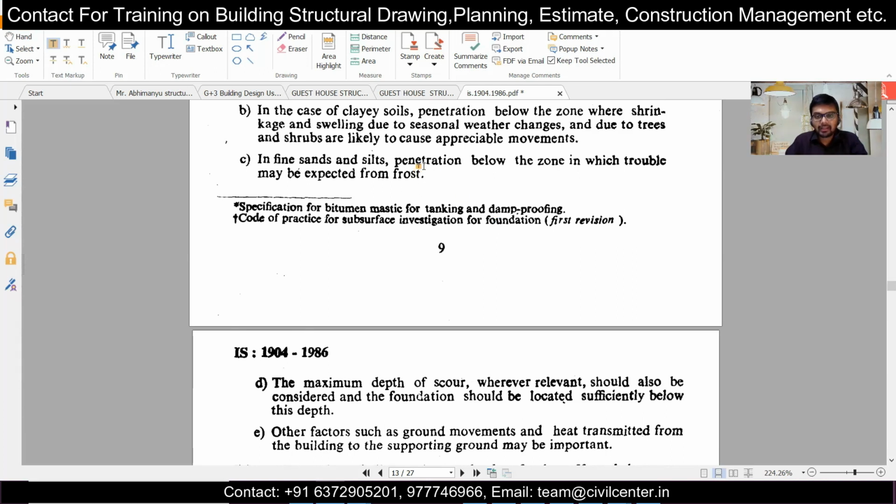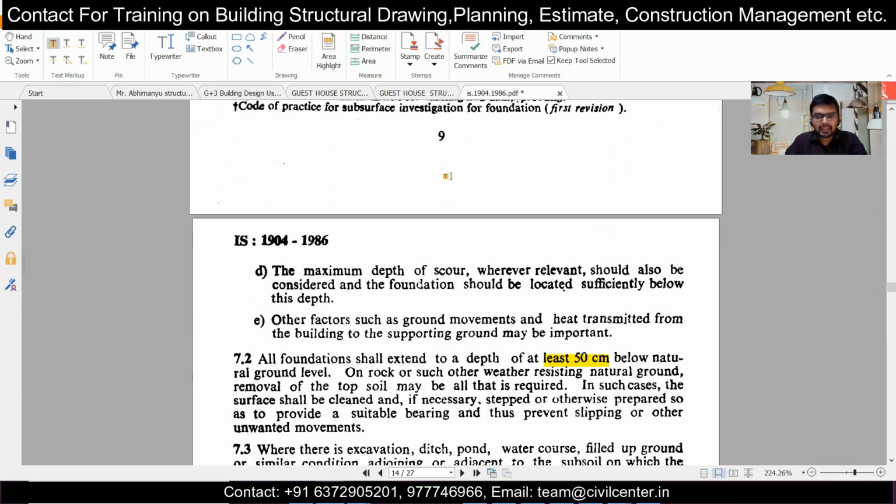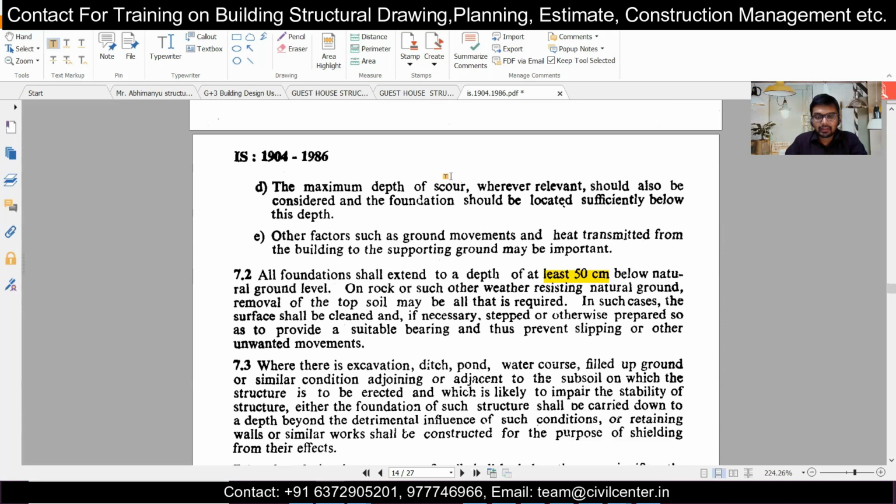In the case of fine sands and silts, the foundation should be below the zone in which trouble may be expected from frost. So in sandy or silty soil, the frost effect should not reach the depth we take, whether it is 4 or 5 feet, or 1 meter or 2 meters if we're talking in metric units. The maximum depth of scour should also be considered, including scour velocity and scour depth, that is, how much surface water will percolate. That should be taken into consideration.